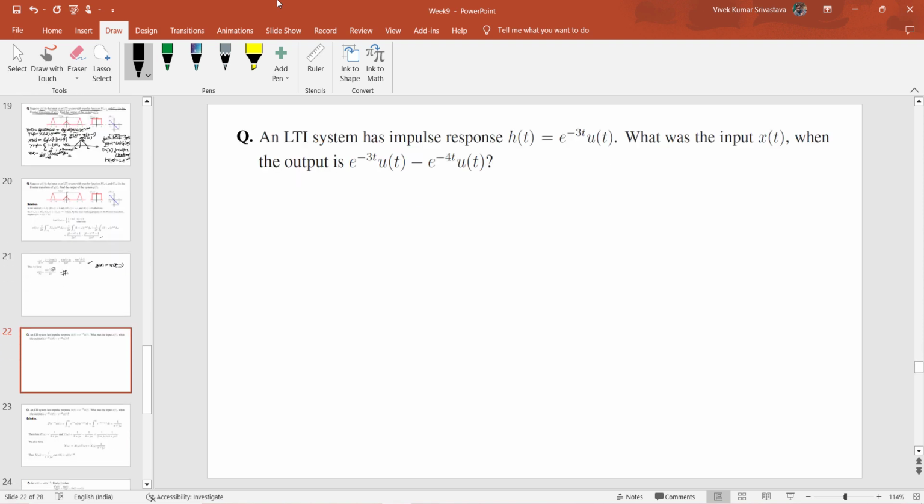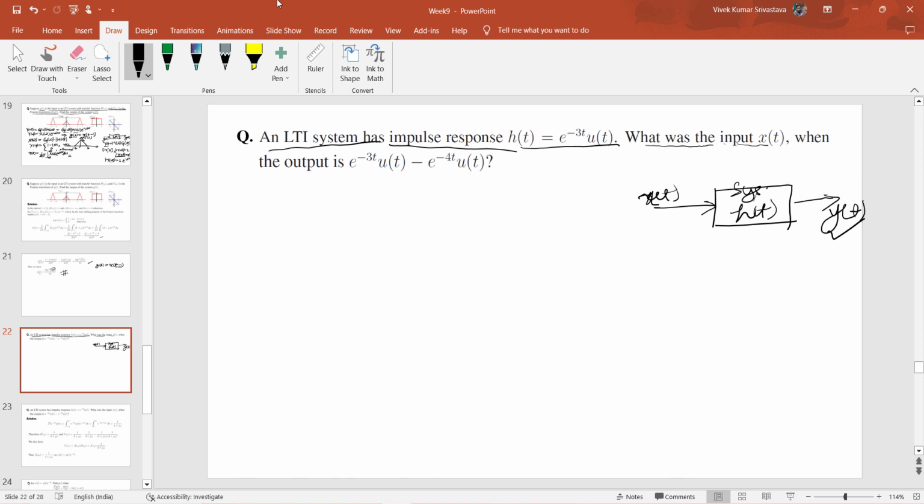Okay, moving ahead. In this problem, an LTI system has an impulse response, so the impulse response is given to us. Let us suppose this is a system whose impulse response is given. What was the input x of t applied to this system when the output is this much? Here the output y of t is given, h of t is given, and we have to determine corresponding to what input we will get this output.